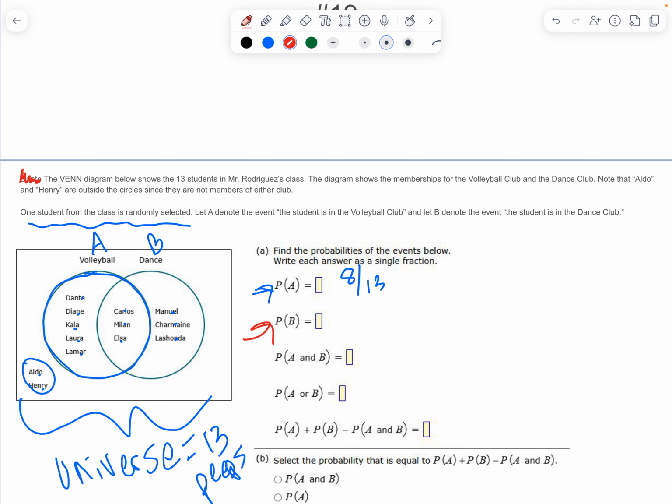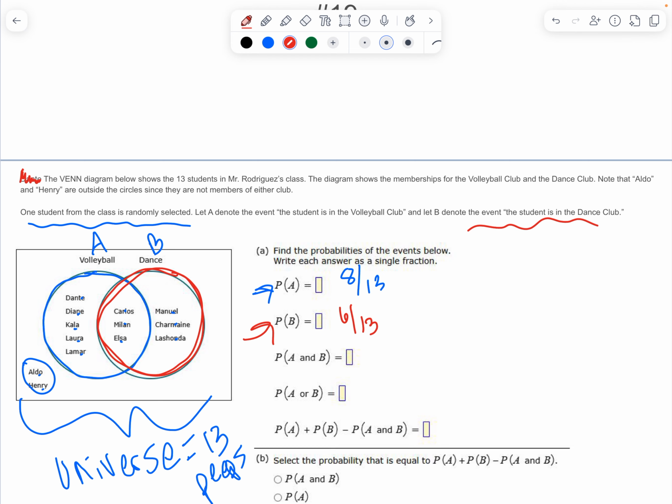Let's look at dance. Probability of B. Remember, B says the student is in the dance club. So that's one of these students in here. We need to figure out how many are in there, and if we count them up, we're going to see that there are 6 out of 13 students in the dance club. So far, we can't reduce these because 13 is an odd number, so we can't break that down.